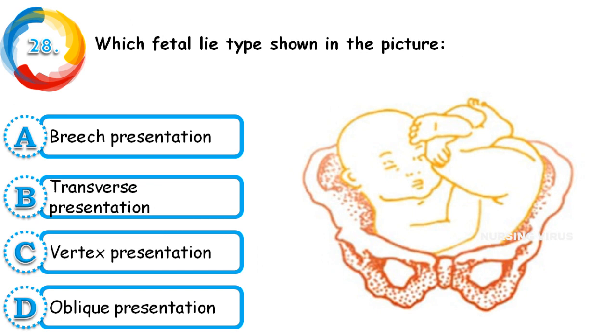28. Which fetal lie type is shown in the picture? Breech presentation, transverse presentation, vertex presentation, and oblique presentation. So here the correct option is transverse presentation. For the rationale, the fetus in the given image is lying in the pelvis in a transverse position. The normal position is called vertex presentation. The fetal head will be fixed in the pelvis area and the breech will be in the upright position. So that is called vertex presentation. That is the normal one.